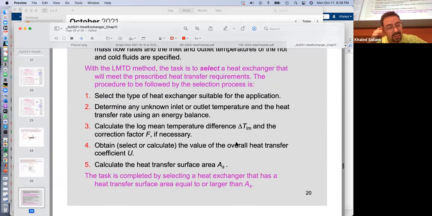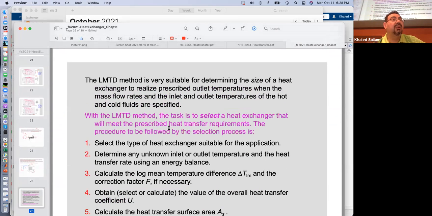Good. So this method is easy. I loved it when I was an undergrad, actually. But this method sucks when what happened? When you don't know the four temperatures. Most of the time when you know only two temperatures, that is the problem that you will face.